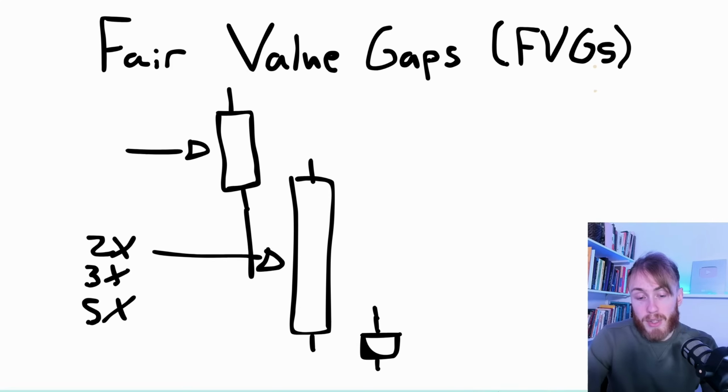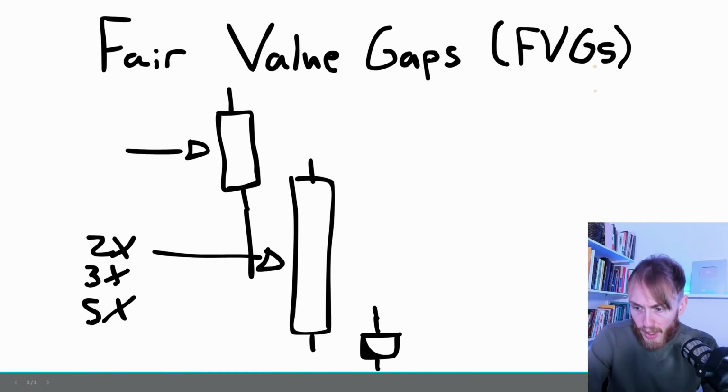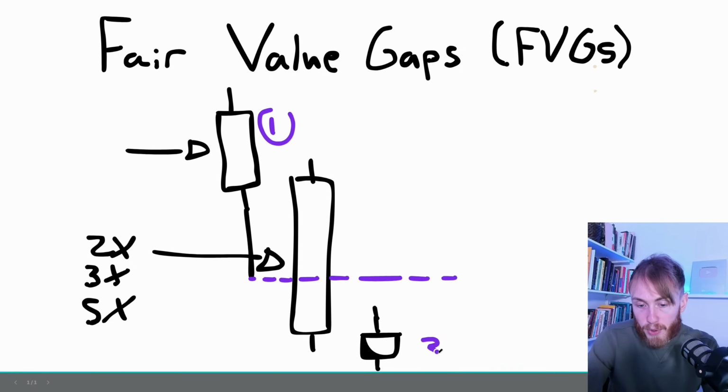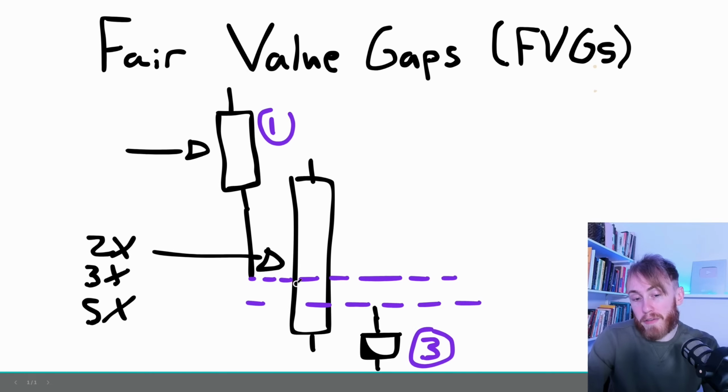And to make it a bit harder, let's actually say that this wick went all the way down here. So now in this case, where is the fair value gap? Well, once again, the gap here is the difference between the lowest point of candle 1 and the highest point of candle 3. So in this case, we have a very, very small fair value gap.